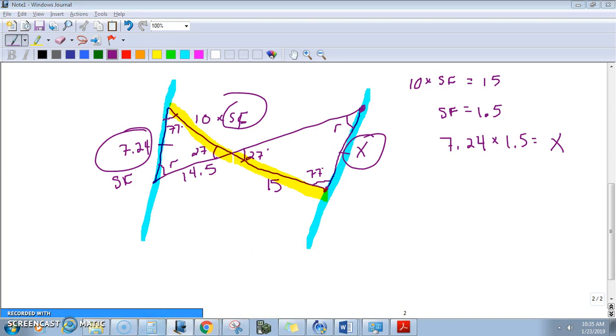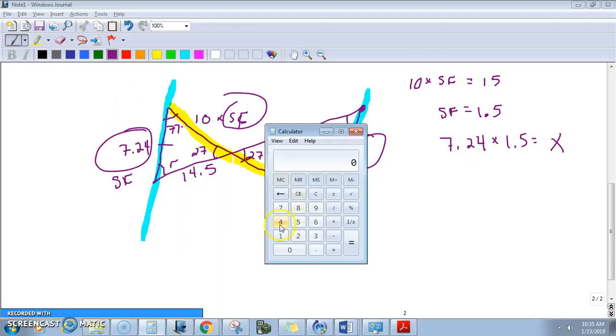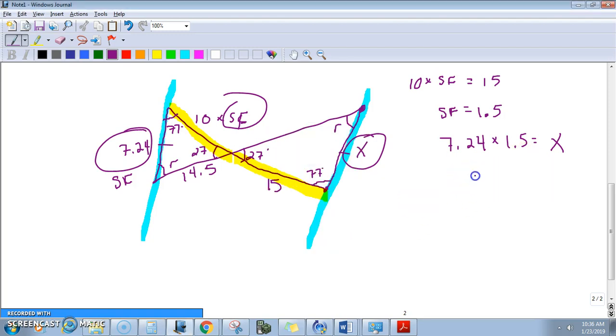Let's see. Well, we have 7.24 times 1.5, 10.86. So x equals 10.86. Oh, the question tells you to round it to the nearest tenth. So in this case, it would be 10 point, and I want this number, but I have to figure out if it's going to be 8 or 9. And because 6 is greater than 5, it's going to be 9.